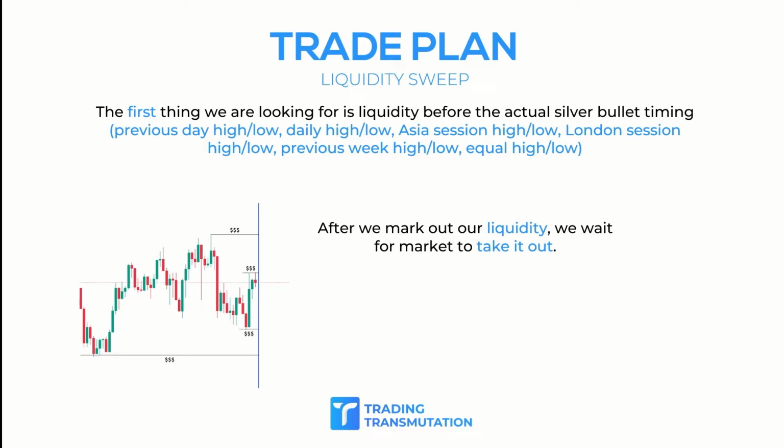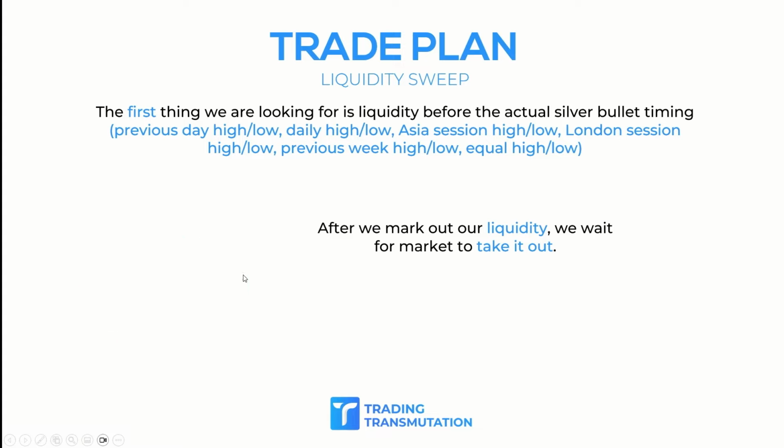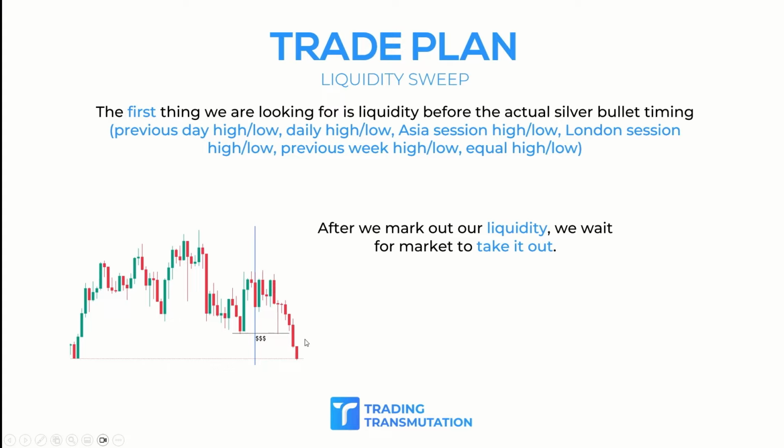Now that we've marked out our liquidity, we simply wait for the market to take it out. It's as simple as that. You don't do anything else, you just wait for the market to take out your liquidity. We're looking for a liquidity sweep. You can see right over here, the Silver Bullet starts, and as soon as it starts, it takes our liquidity. It did build some equal highs liquidity, building onto our previous liquidity, but then it shot down and took this low right over here.